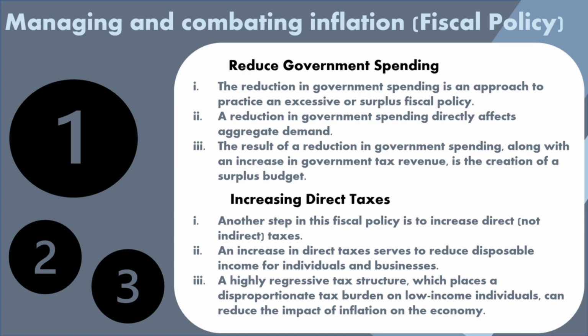And lastly, a highly regressive tax structure which places a disproportionate tax burden on low income individuals can reduce the impact of inflation on the economy. By adopting these two measures, the government can control overall demand, limit excessive price increases of goods and services, and achieve economic stability. Is it clear? Next, emphasize the importance of contractionary fiscal policy or surplus in overcoming the inflation problem that is happening in Malaysia?